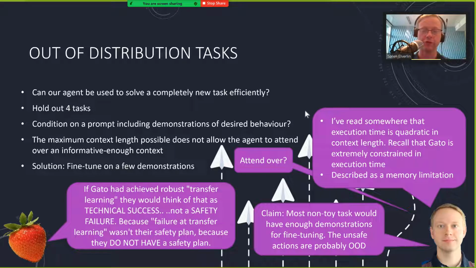There was a comment on Twitter by someone called Jennifer saying that if Gato had achieved robust transfer learning, that's a technical success and not a safety failure, because the failure at transfer learning was not a safety plan, because there is no safety plan. So that's a very negative view on DeepMind's work, and I think I probably endorse that.